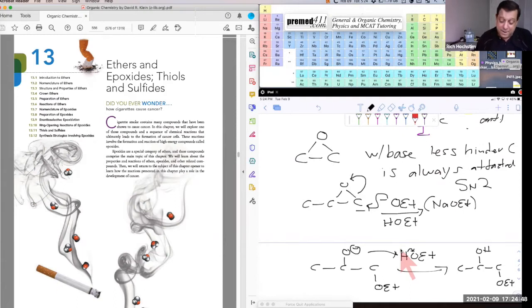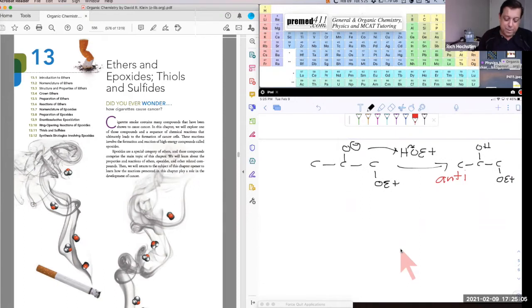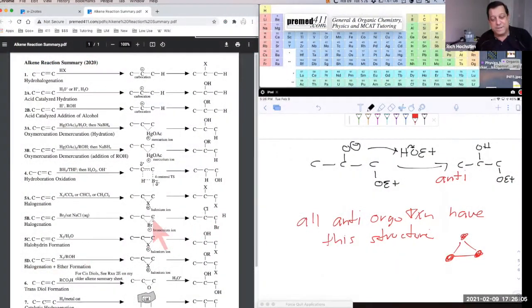And again, it's anti. All anti-orgo reactions have this structure. This structure is anti. The epoxide, it's anti. Oxymercuration, demercuration, it's anti. Now I'm drawing it in a way that makes it easy to see. This is not a legitimate way to draw it. I'm just drawing it to make it easy like this because there's obviously pre-rotation.